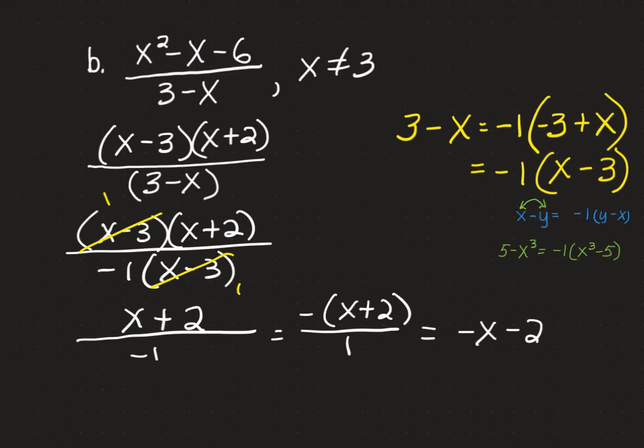Is there anything in the expression negative x minus 2 that x cannot be? Will any value of x give us a non-real number or no number at all? Is there any way we divide by 0? No. But once again, in the original expression, we had 3 minus x. X does not equal 3. So negative x minus 2 is the simplified form of our original ratio where x does not equal 3.